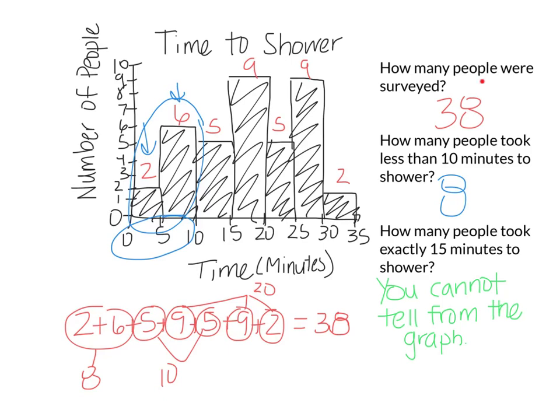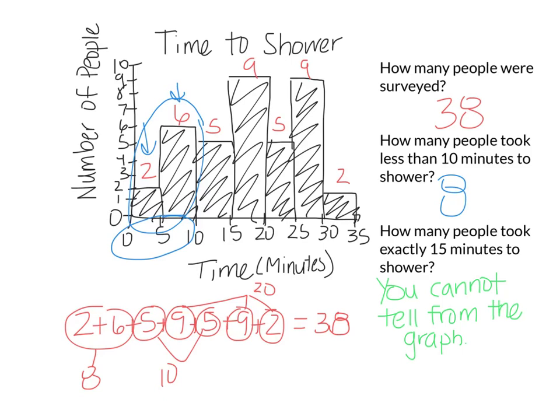So how many people were surveyed? Well, I counted up how many there were in each group, and then I added it all up, and in the end you should get 38 people total. How many people took less than 10 minutes to shower? So less than 10 is going to be anything over here. So here is less than 10, and here is less than 10. So I have 2 and 6. Altogether, that is 8.